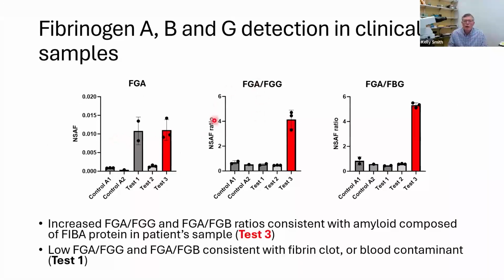And so now if we look at ratios of fibrinogen A to fibrinogen beta or gamma, we see that there's a low level of fibrinogen A present in clots, whereas the ratio is much higher in the amyloid protein.